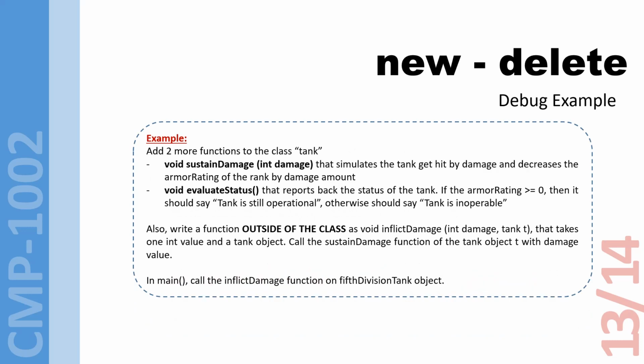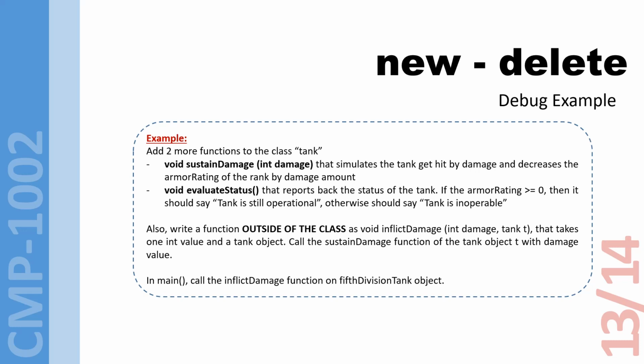So let's do a little bit more additional stuff with the tank. Here we have to add 2 more functions to the class Tank. The first one is called void sustainDamage(int damage). It's going to simulate the tank getting hit by some damage source, we don't care, and it should decrease the armor rating of the tank by the damage amount.